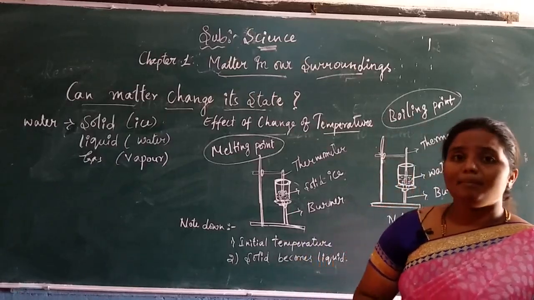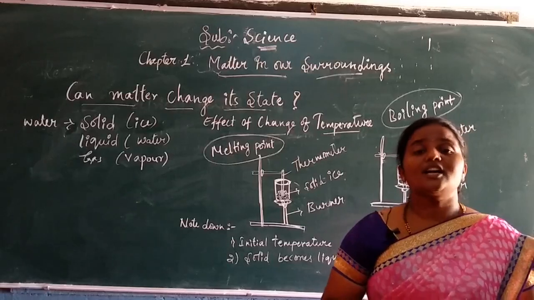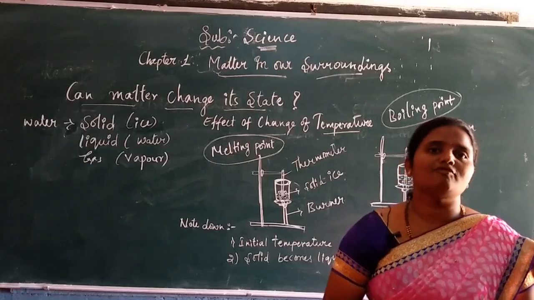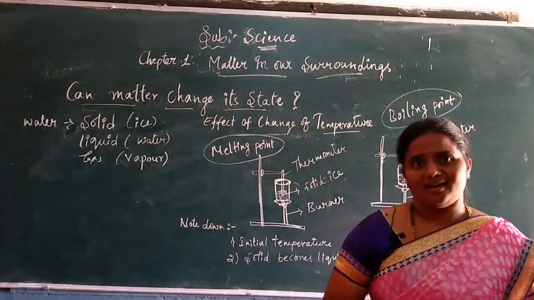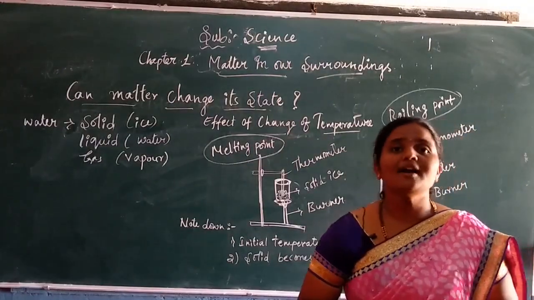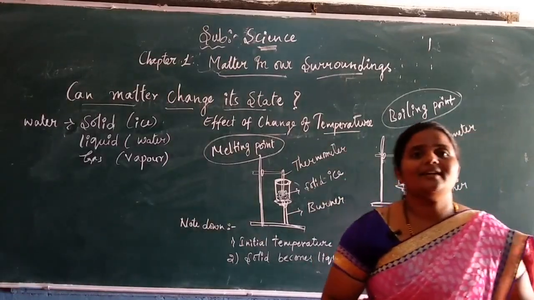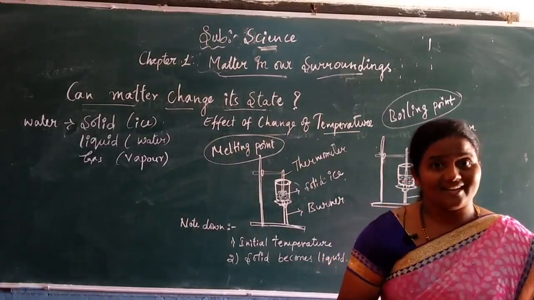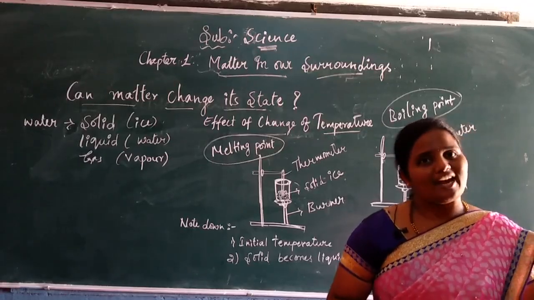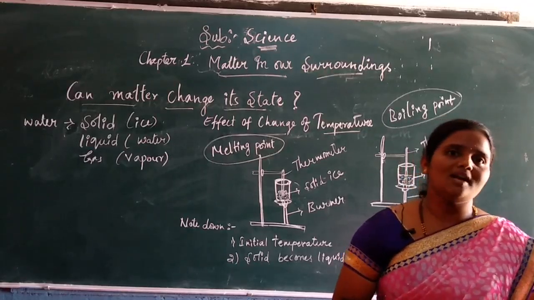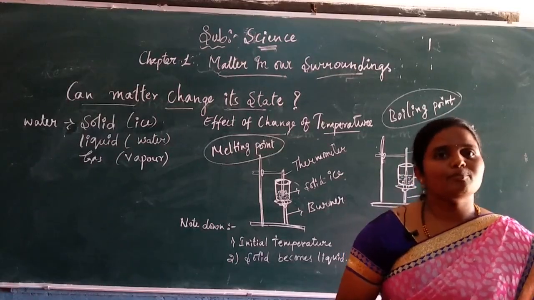So the temperature at which the liquid starts converting into gaseous form, that is vapor, is called boiling point. Isn't it, children? Now we will define boiling point: the temperature at which the liquid starts boiling at atmospheric pressure is called boiling point.